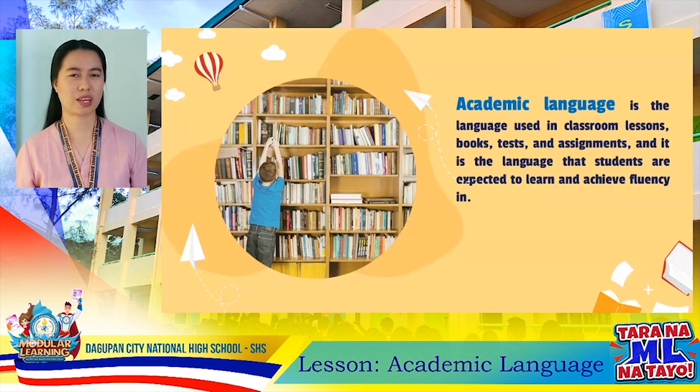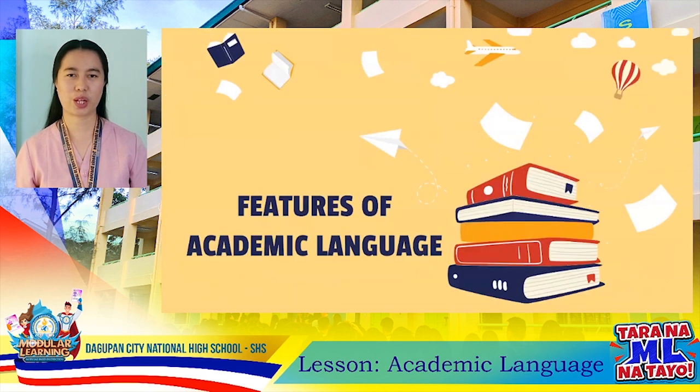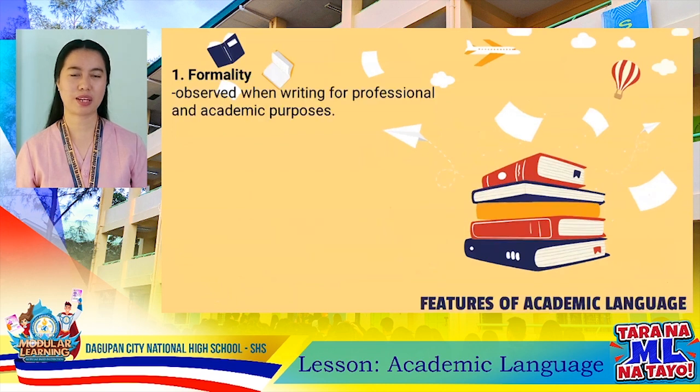Words and structures of academic language are not encountered in everyday spoken English. It follows strict standards like functions, vocabulary, syntax, and discourse. For example, the language used in your printed modules is academic language. There are features or characteristics that would help you describe academic language. The first feature of academic language is formality.